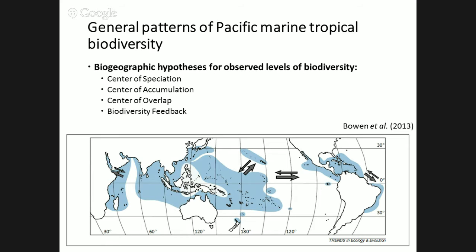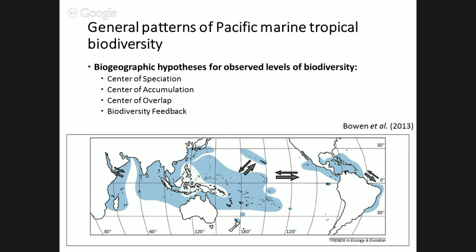Recently, Brian Bowen and his colleagues have put together the fourth hypothesis that I have there. It's termed the biodiversity feedback model. The idea being that there are actually several different mechanisms occurring here, that you might have different reasons for elevated biodiversity in different parts of the world, because some regions are exporting biodiversity and some are accumulating. And so there is some exchange between these peripheral areas and the central areas of speciation.